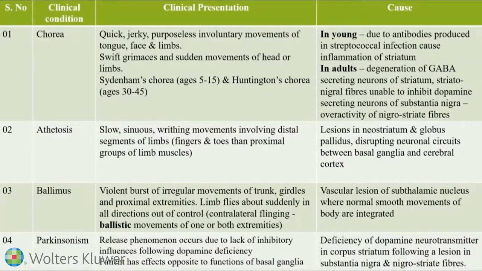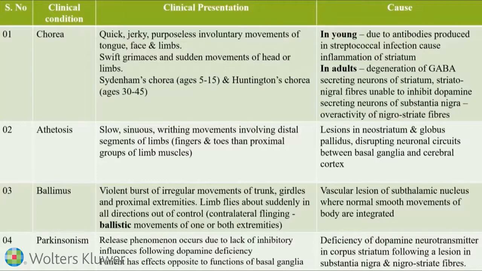The limb flies about suddenly in all directions out of control. There's contralateral flinging, ballistic movements of one or both extremities. The limb will move about violently everywhere and hit somewhere. The reason is a vascular lesion of subthalamic nucleus, where normal smooth movements of body are integrated.